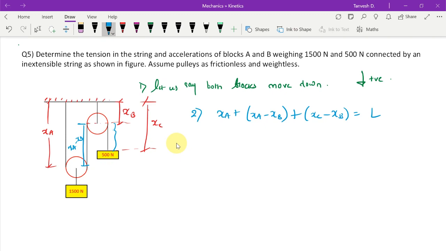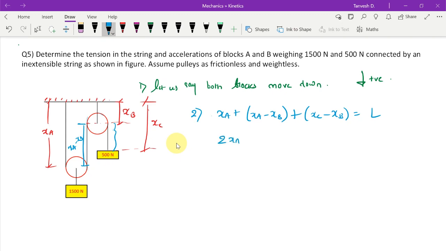Even if you consider the rope which is going around the pulley, that length is always going to be constant. That length is not going to change. Why is that important? Because now I am going to take derivative of this entire equation.